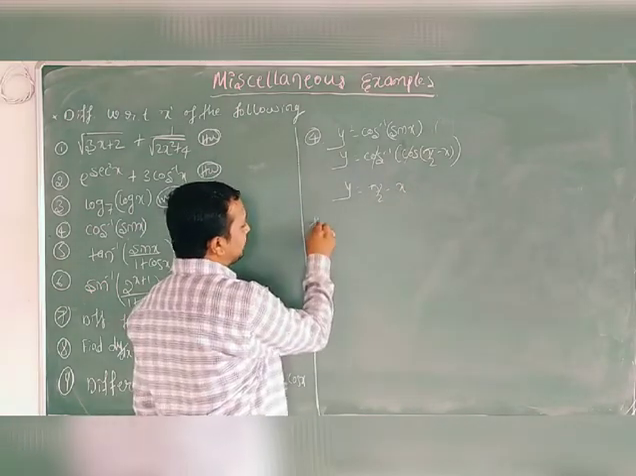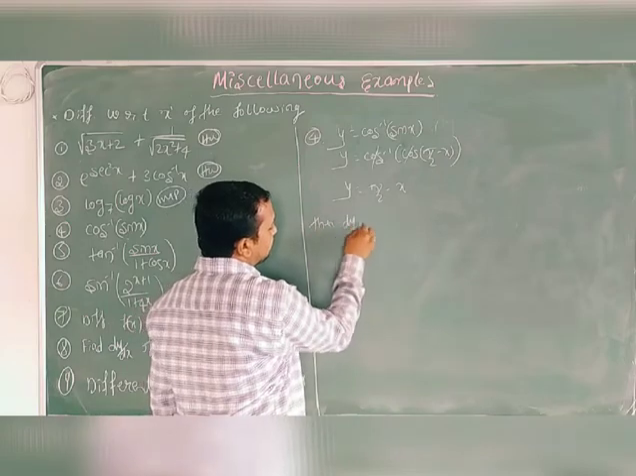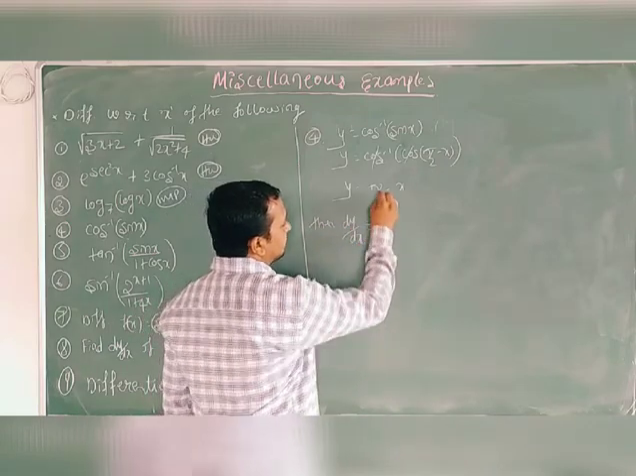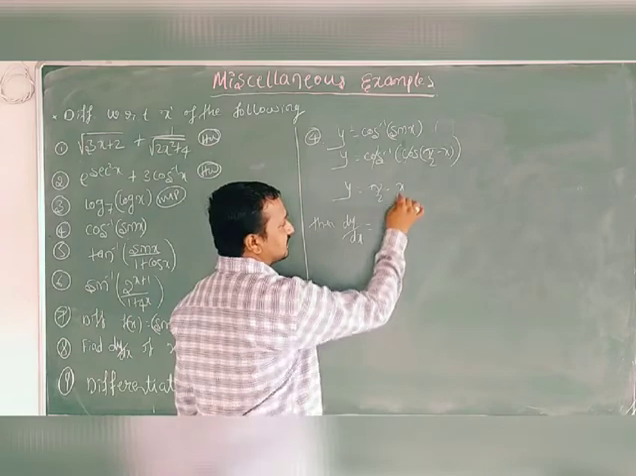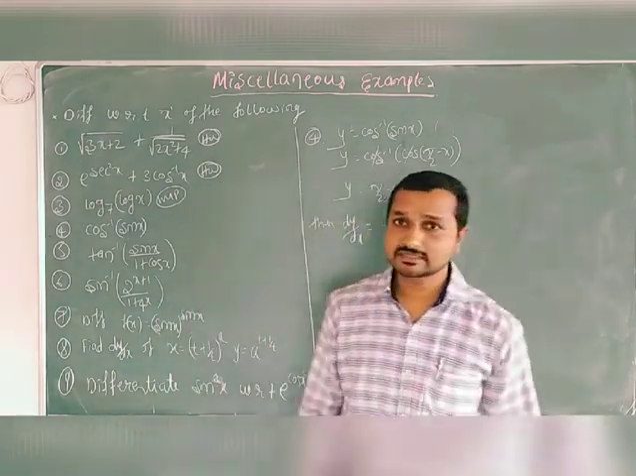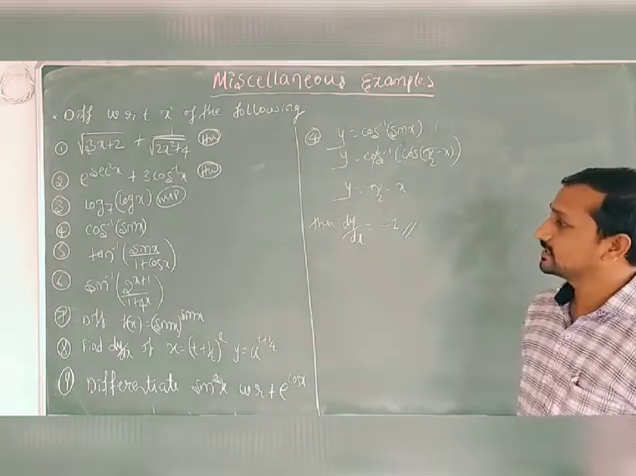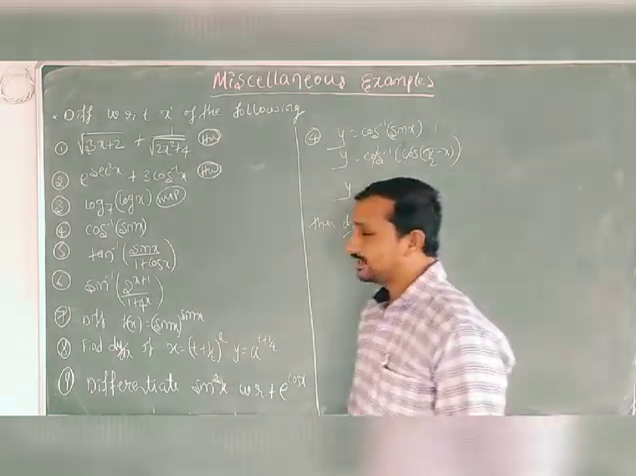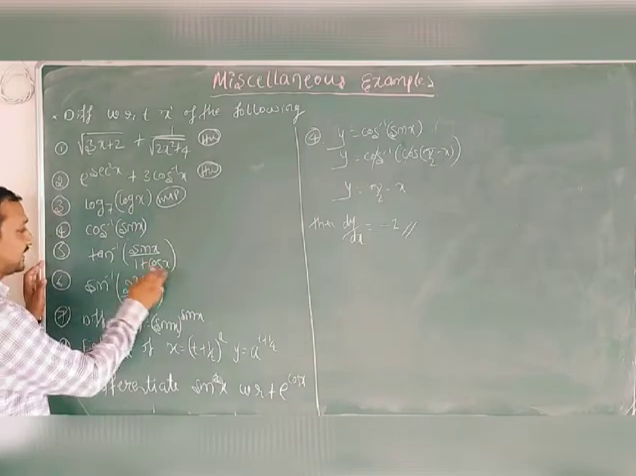Then dy by dx is the derivative of pi by 2, which is 0, minus the derivative of x, which is 1. This is the answer. Is that clear? This is the example, and the next one is also a very easy example.